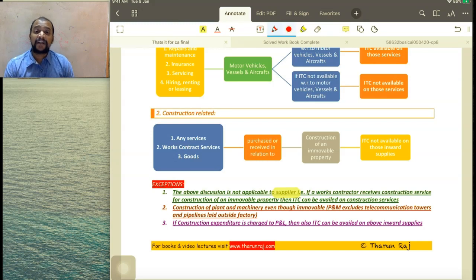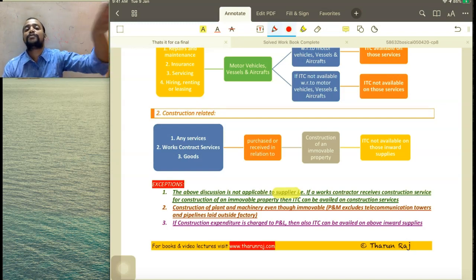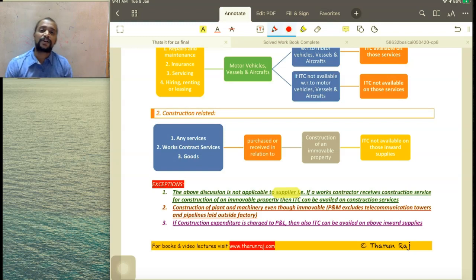Same way, if I buy any goods in relation to construction of such immobile property. See what happens when I want an immobile property to be constructed, I will be having two options here. I may go to a works contractor. What works contractor will do? He will only buy the material required and he will only do the construction and finally hand over the property to me. So that is works contract. Can I take ITC with respect to GST paid? No, I cannot take ITC with respect to GST paid.